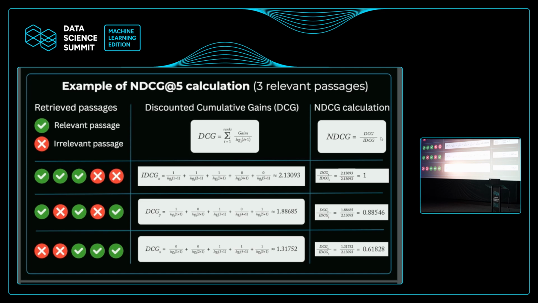What happens in the ideal case is that the score we get as the discounted cumulative gains is, let's say, 2.13. The normalized one, that's what the N stands for, is always divided by the ideal one. So in the ideal case, we always get 1. If we retrieve the 3 correct passages but in the wrong places, we get around 0.6 something. And if we retrieve 0 relevant passages, then we get a score of 0.